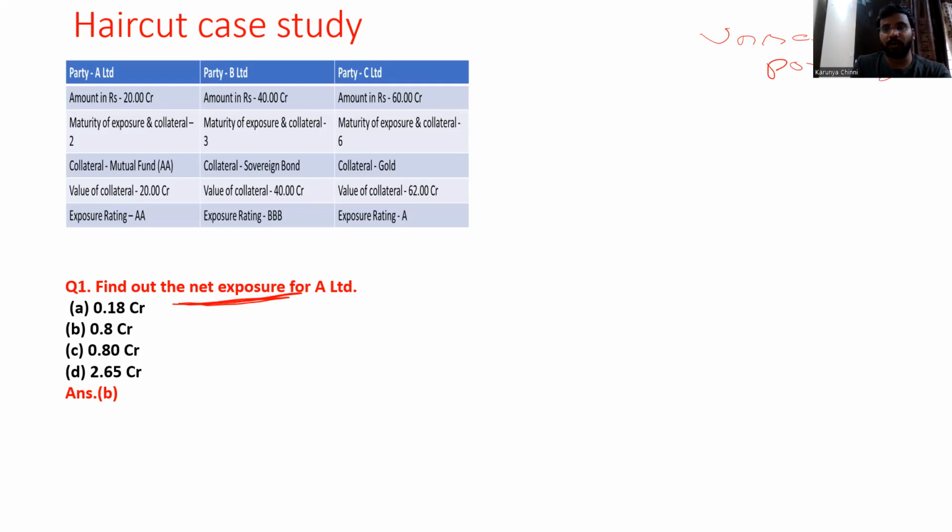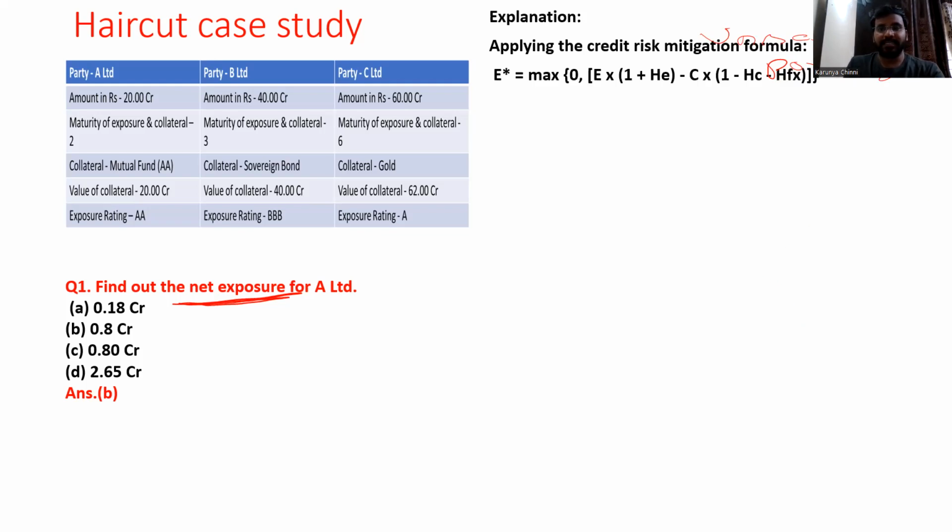Unsecured portion of loan we have to calculate. That is called exposure. So applying the credit risk mitigation formula, that is exposure into haircut of exposure. Anyways, it is 0. Don't bother about this one. So E minus C star. C star means this one: 1 minus HC. Anyways, it is 0.